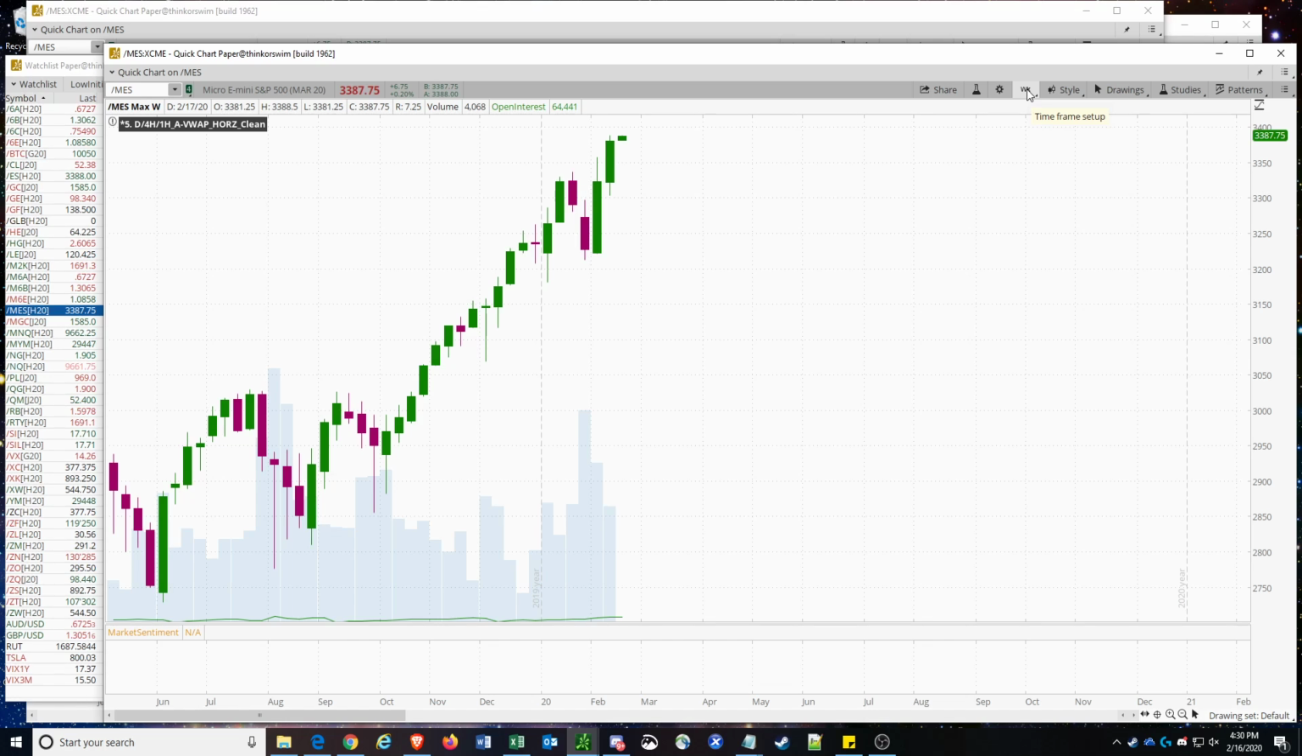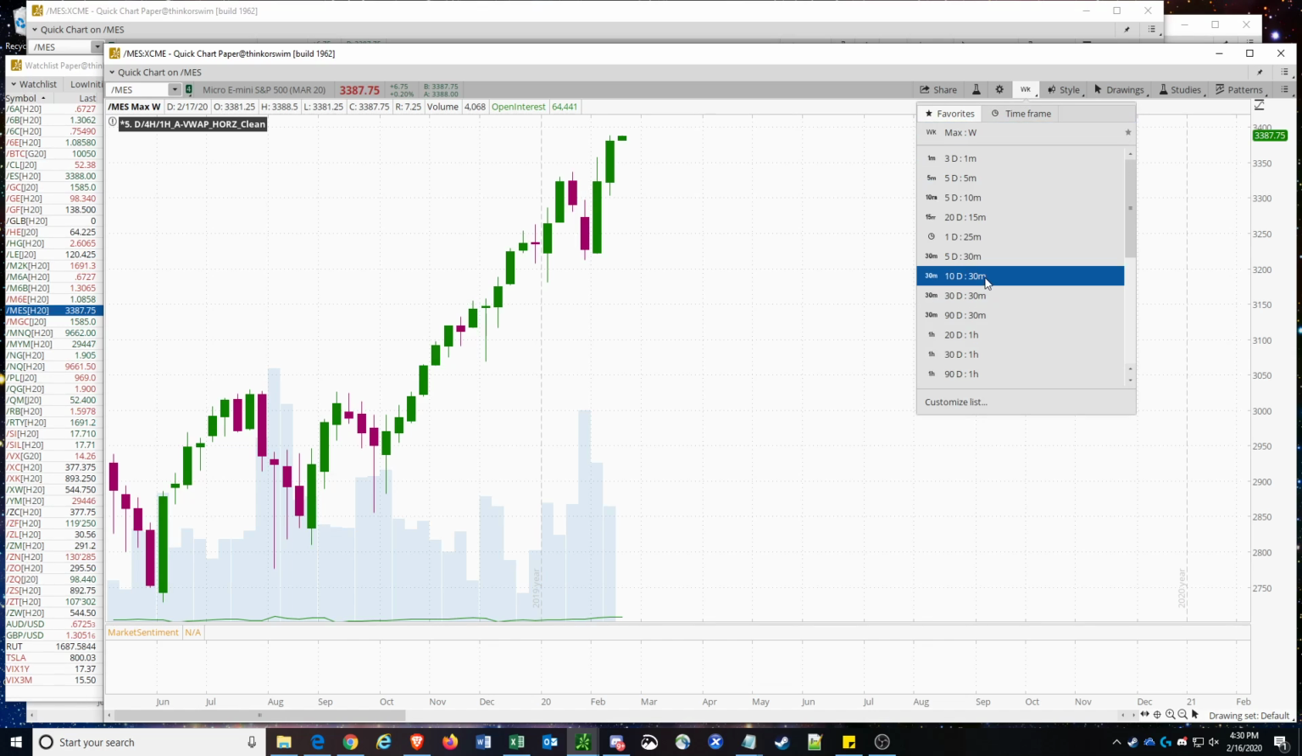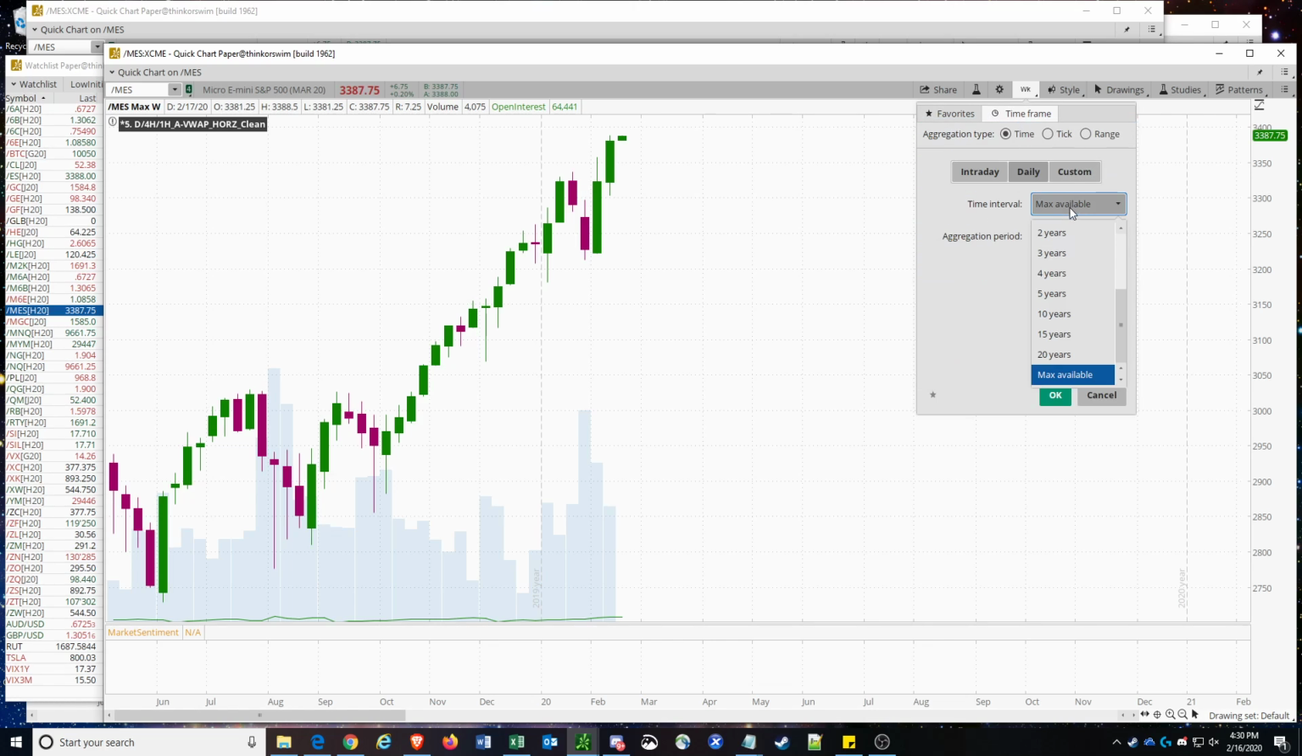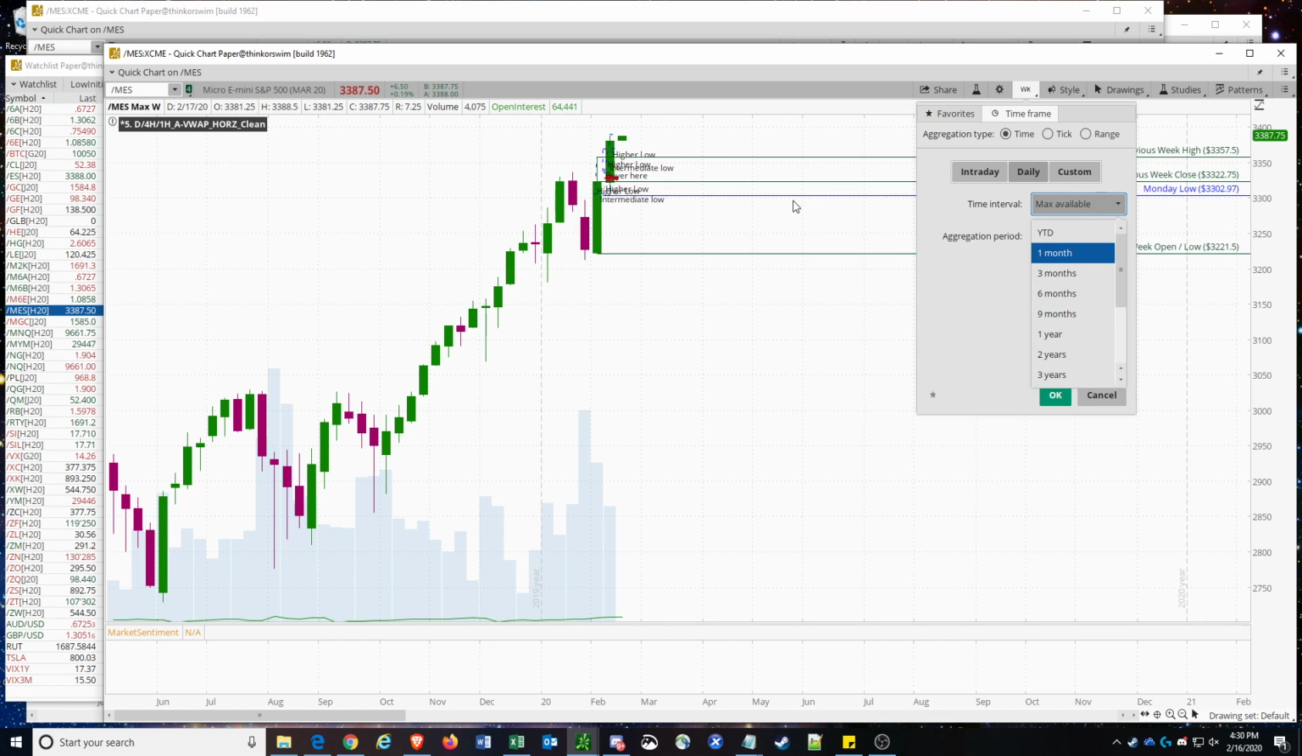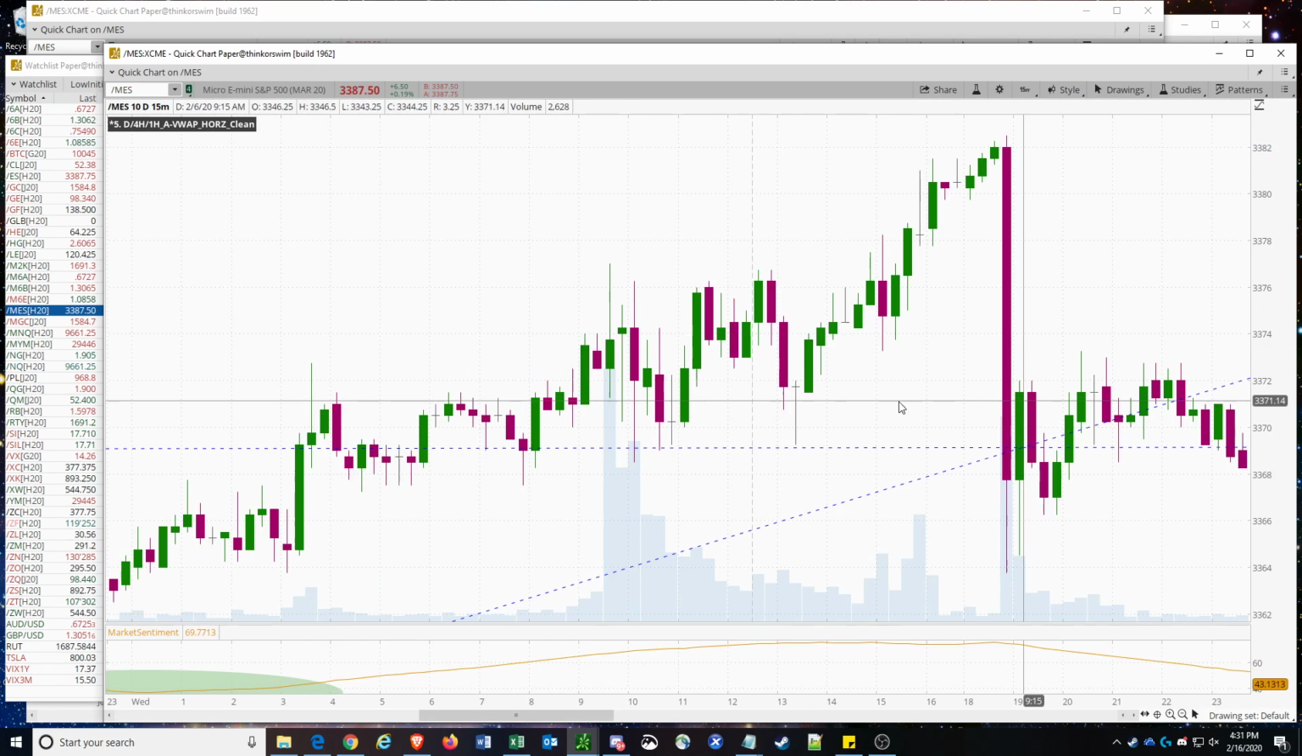And what did I do with this chart? Hopefully I didn't just clear out all of our markings here. Oh no, there they are. Let's go intraday. We're going back down to the 10-day and the 15-minute again here, just so that we can take a quick look at this.